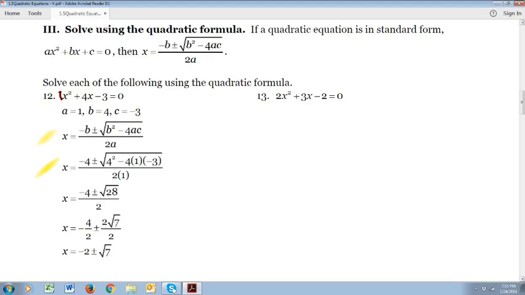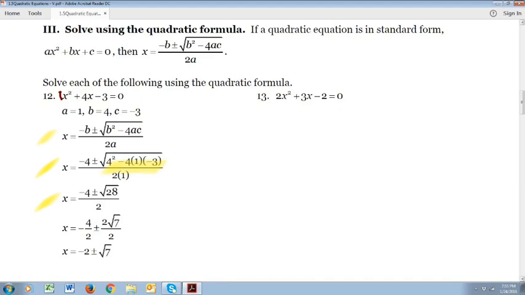By the way, one thing I should mention on this problem is you always want your equation in standard form. On 12 and 13, these are in standard form, but that's always something you want to take care of first. Alright, so let me go down here, and you can see all I've done at this point is simplify everything that's in here. If you do that correctly, you get 28. And of course 2 times 1 is 2. So we've gotten pretty far here. We just have some simplifying to do.